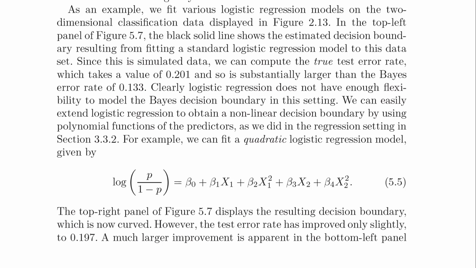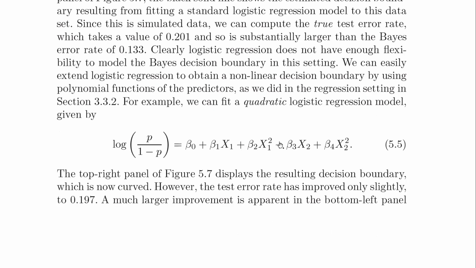We can easily extend logistic regression to obtain a nonlinear decision boundary by using polynomial functions of the predictors, as we did in the regression setting in that previous section. For example, we could use a quadratic logistic regression model. So now we have these additional 2 terms, x1 squared and x2 squared. The top right panel of figure 5.7 displays the resulting decision boundary, which is now curved. However, the test error rate has improved only slightly to 0.197.